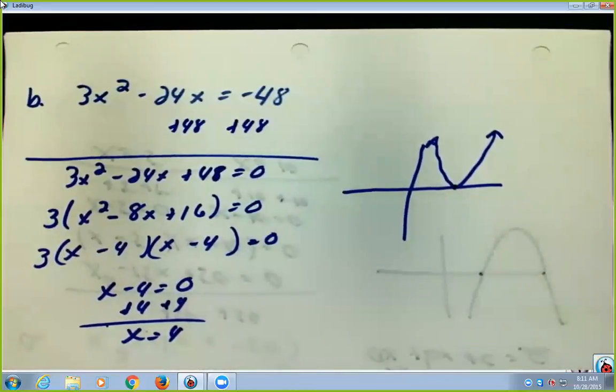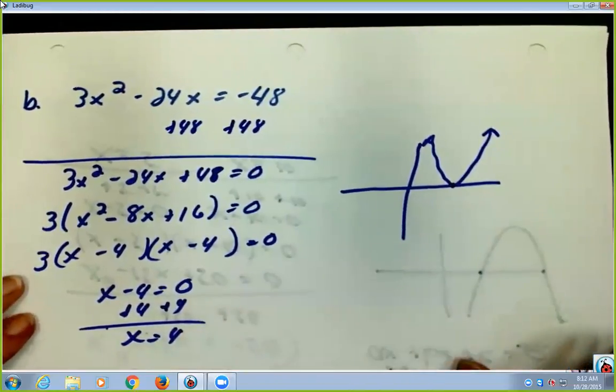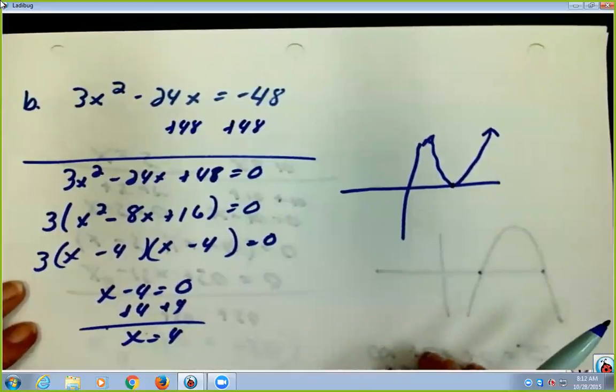And when we get into the quadratic equation, we'll talk about that too, of what tells us that we have 1 answer, or 2 answers, or more answers than that. Okay, so that's that one. Questions with this one?